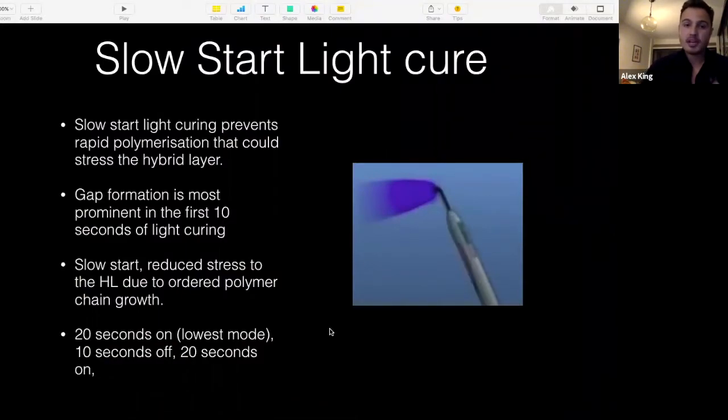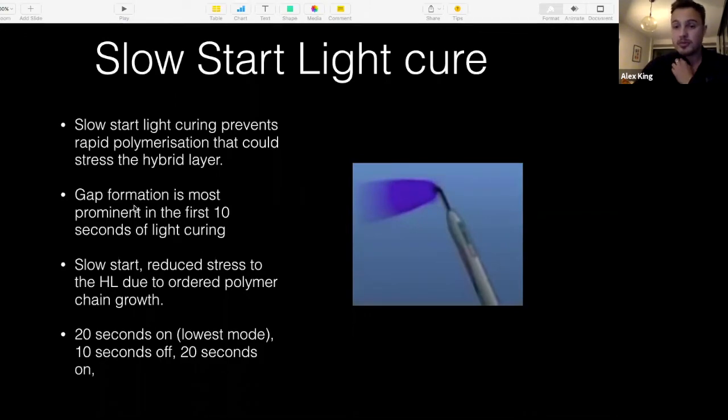Last little bit, slow start light cure. So this can be, again, another one in the stress relief lecture. So we want to do slow start light curing. Slow start light curing prevents rapid polymerization that could stress the hybrid layer. What happens is if we rapidly light cure and don't do a slow start, the actual chains within the polymerization of the resin and the composite can be stressed due to unorganized formation. A slower start light cure enables proper straight formation of polymerization of monomers into oligomers into polymers. So this is what we should do.